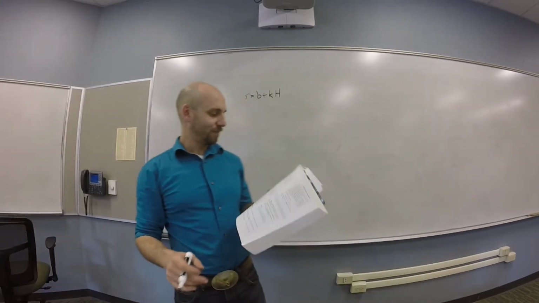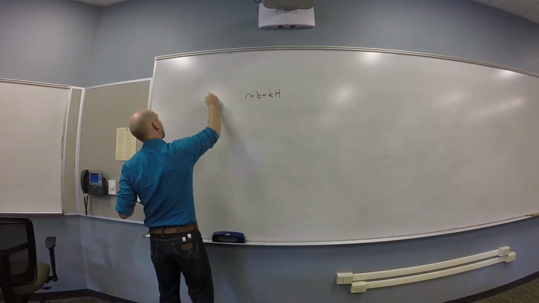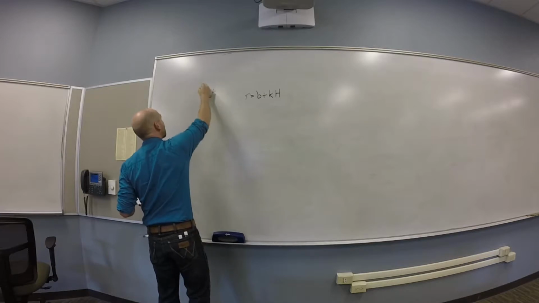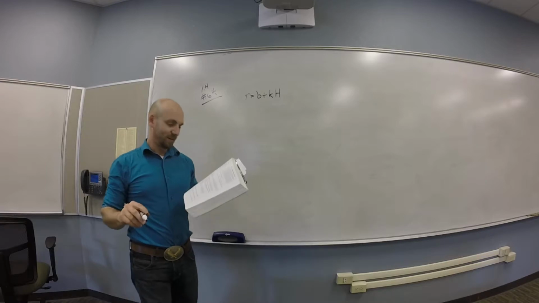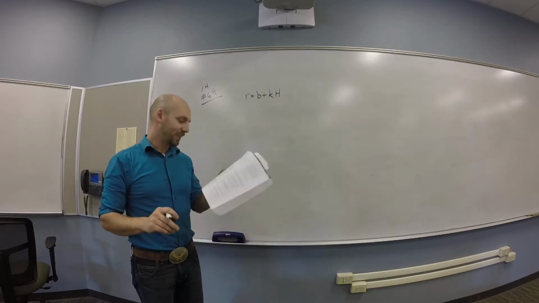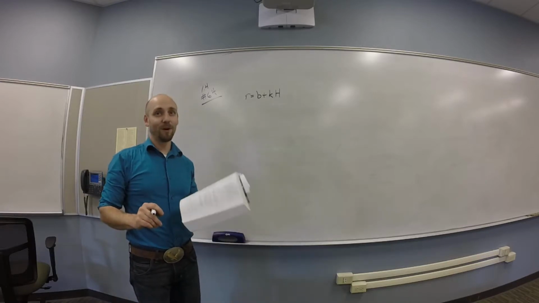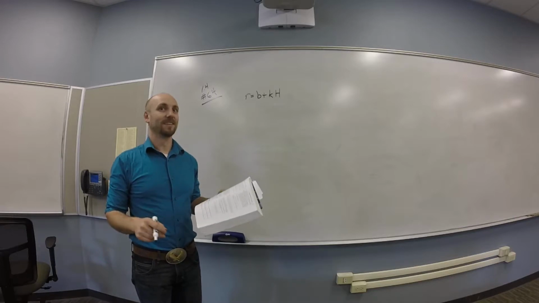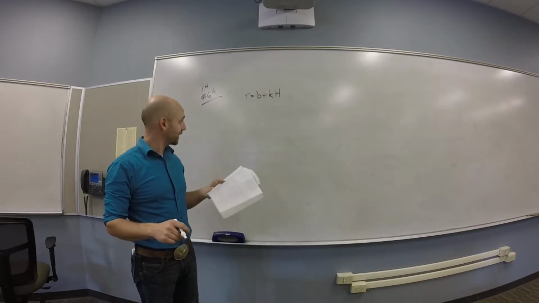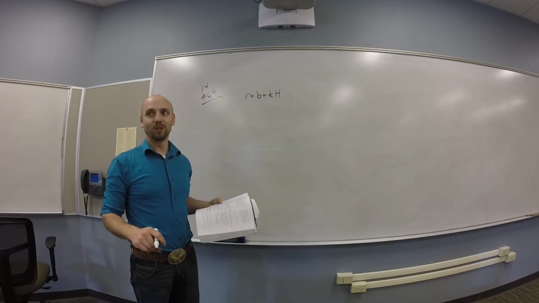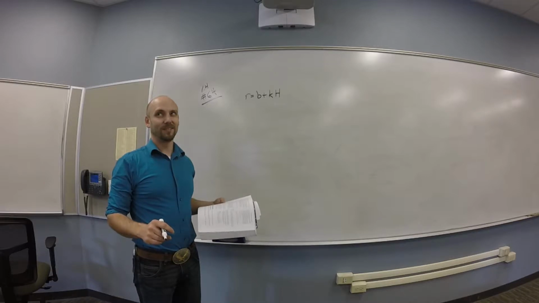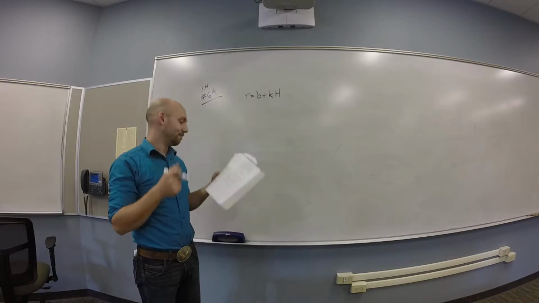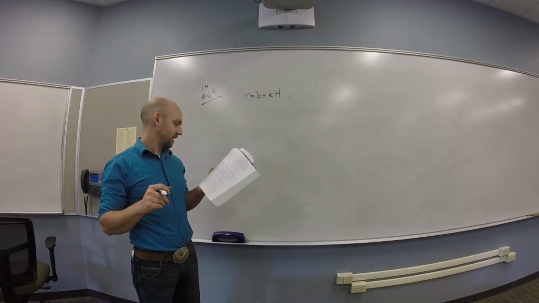All right, ladies and gentlemen, I want to do number 64 in 1.4, which has some words that are kind of biology related. It also has a formula. So I copied the formula down first. The formula says R equals B plus KH, which is a line depending on what your inputs and outputs are, right? Okay, so let's read what they've got.